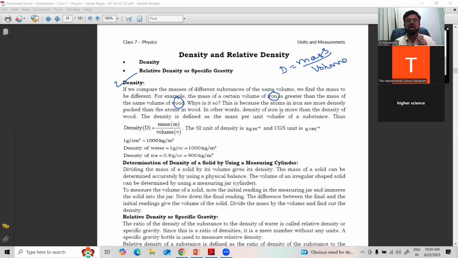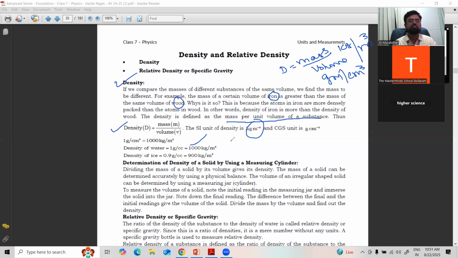This is because atoms in iron are more densely packed, more closely packed, than the atoms in wood. In other words, the density of iron is more than the density of wood. Density is defined as mass per unit volume of a substance. Thus, density is equal to mass by volume. The SI unit of density is kg per meter cube, because mass is measured in kg and volume in meter cube, or gram per centimeter cube in the CGS system.